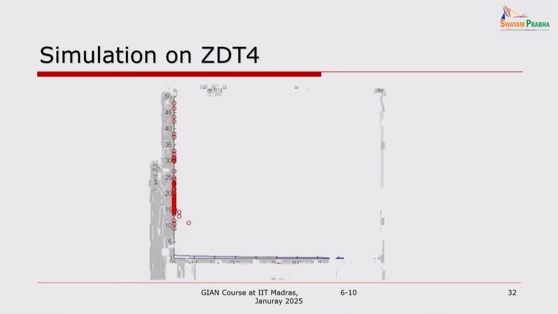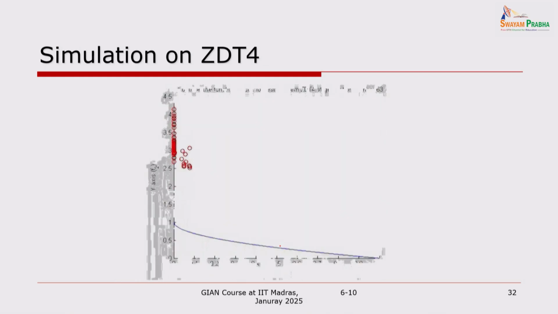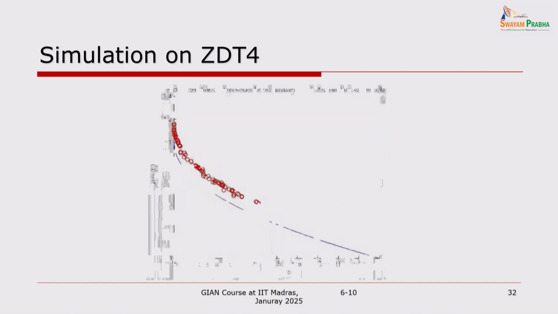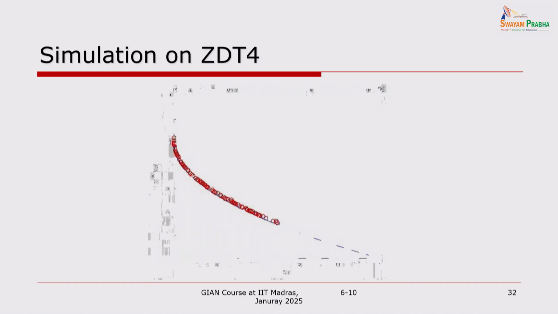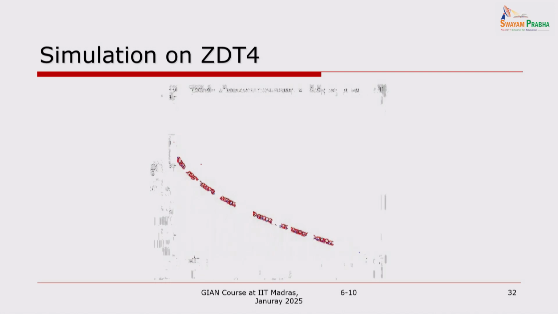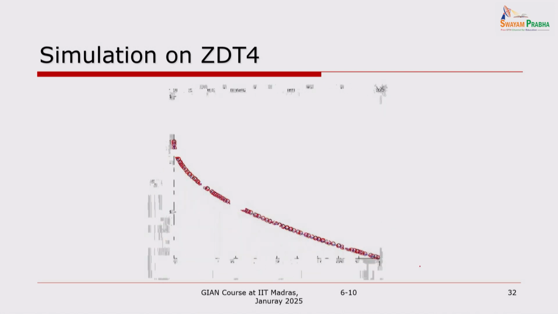This is another problem where you could get stuck. This is ZDT4. There are a lot of local Pareto fronts. See where it's almost getting stuck, and then a better point is found, and it moves. Ultimately, this one is the global Pareto set, and they converge and then diversify to the entire set.